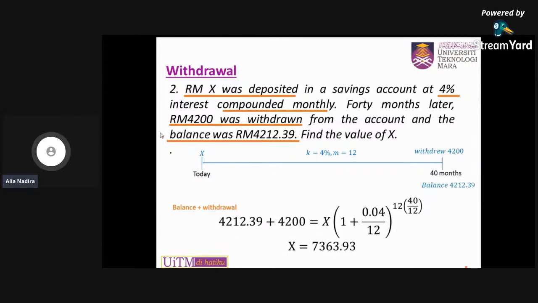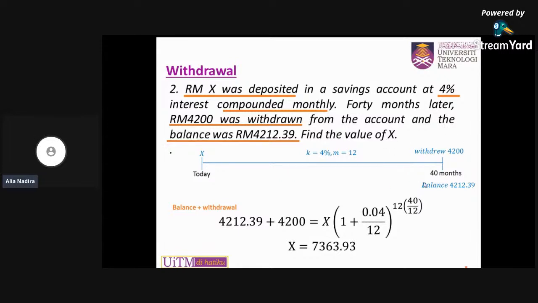So, for this example pula, X was deposited. Mean kita tak tahu what is your amount. Okay, what is your P, principal you. Okay, in a saving account at 4% interest compounded monthly. So 40 months later, 4,200 was withdrawn from the account and the balance was 4212.39. So you want to find your value here, X.